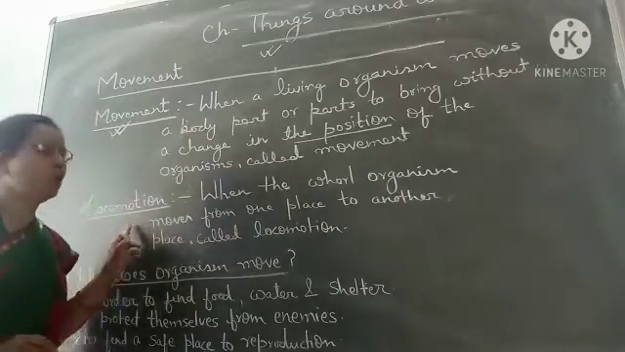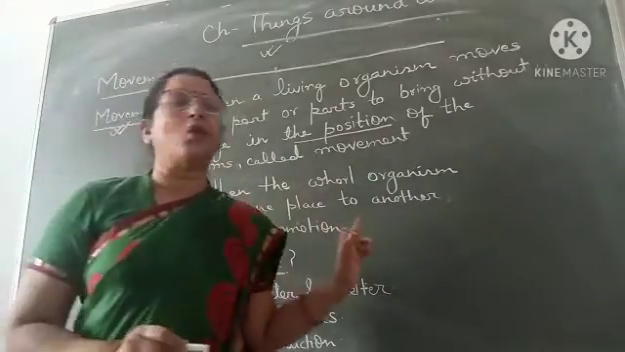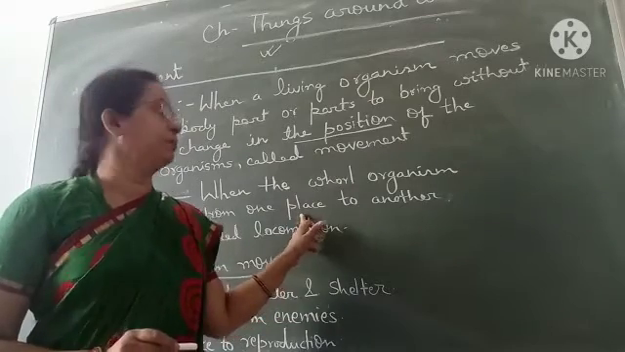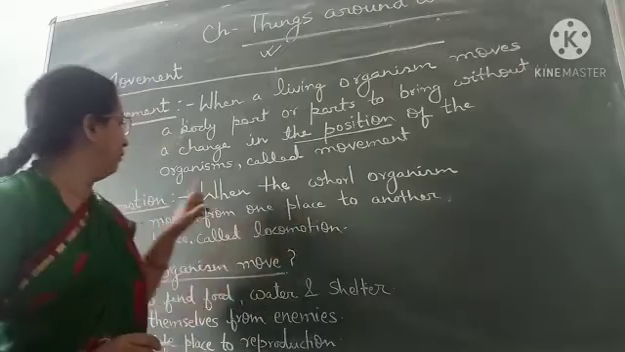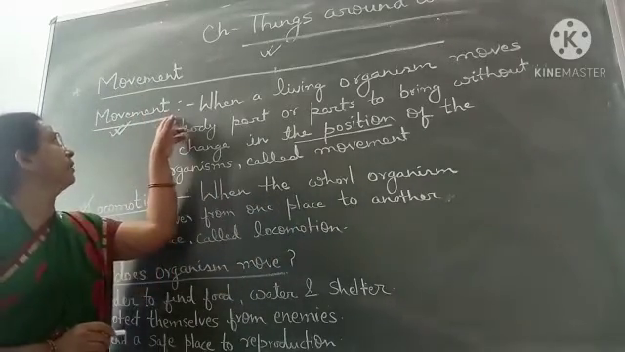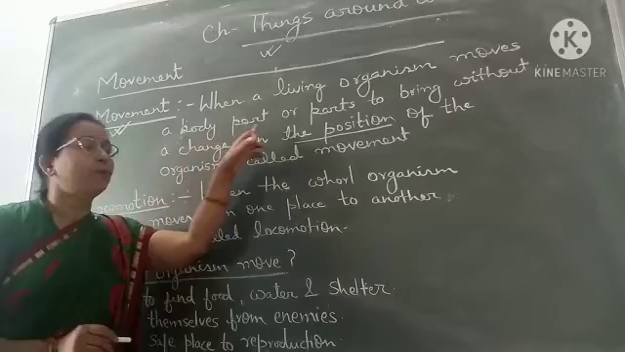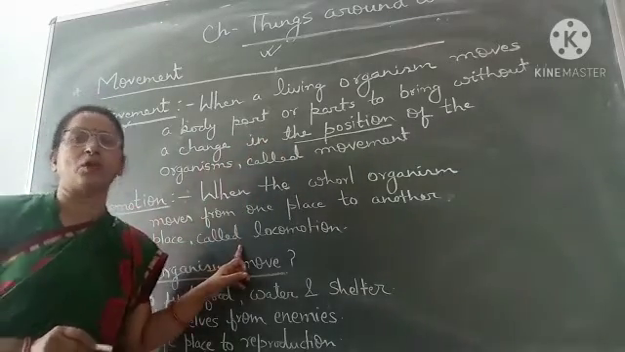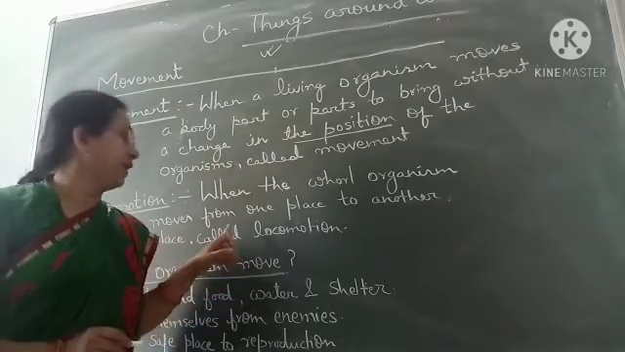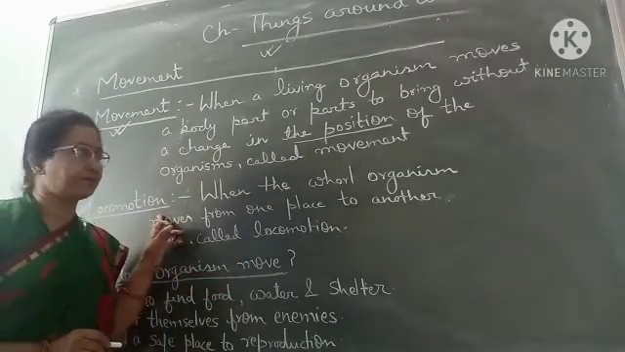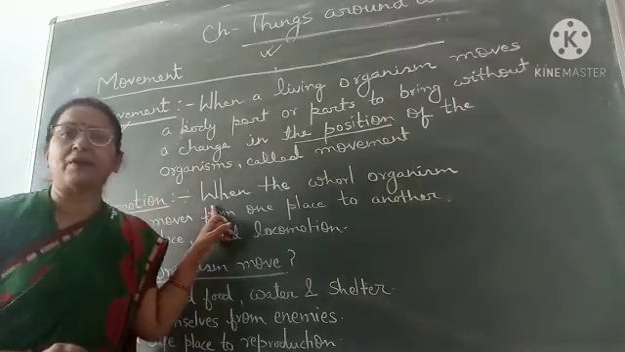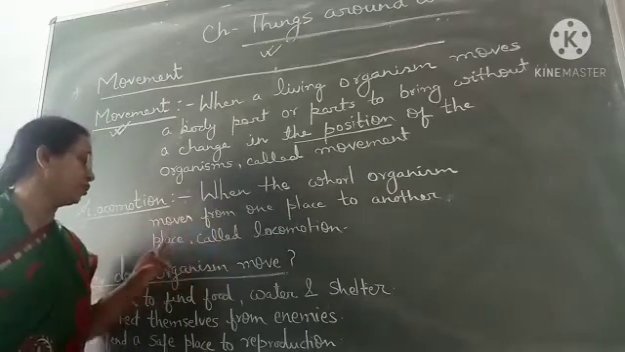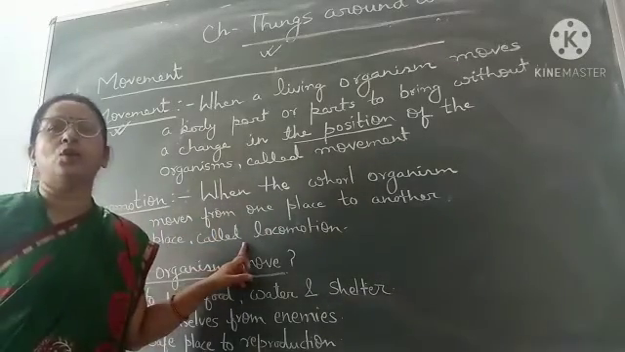Now come to locomotion. In the case of locomotion, the entire body moves. In this view, it differs from movement. That means when body parts move, it is called movement, and when the entire body of the organism moves, it is called locomotion. Look at how we will define it. When the whole organism moves from one place to another, it is called locomotion.